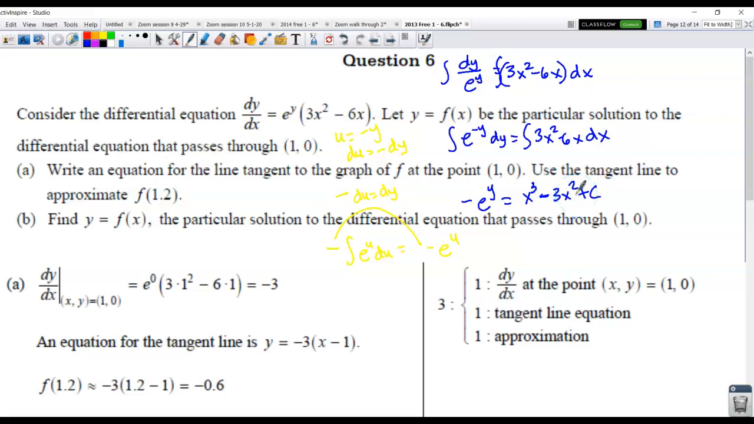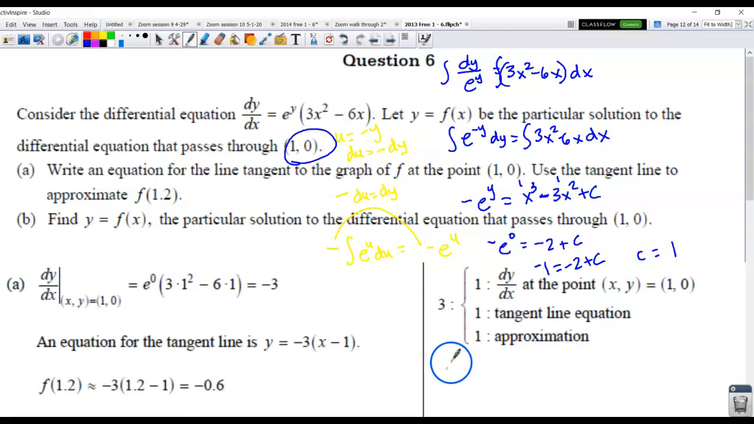All right, now in this problem, I'm trying to decide what I'm going to do. I think I'm going to solve for c now. You have to make that decision. Sometimes it's easier to solve for y. Sometimes it's easier to solve for c. I think in this problem, it's easier to solve for c. So I'm going to use my initial condition of 1, 0. So I have negative e to the 0. Substituting 1 here and 1 here, I'll have 1 minus 3, which is negative 2, plus c. And e to the 0 is 1, so I have negative 1 equal to negative 2 plus c. Add 2 to both sides, and c is equal to 1.